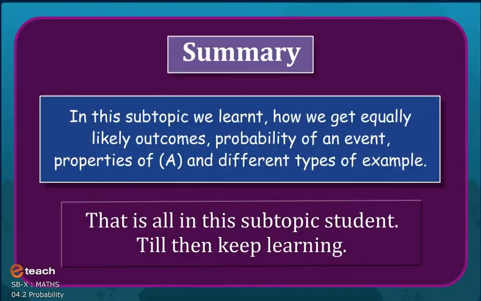Summary. In this subtopic, we learned how we get equally likely outcomes, probability of an event, properties of probability, and different types of examples. So that is all in this subtopic, students.